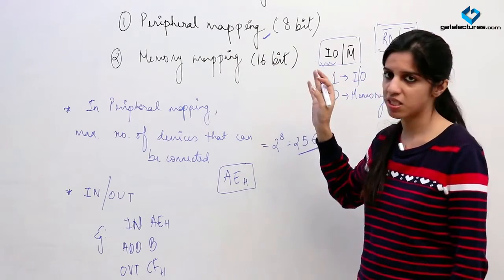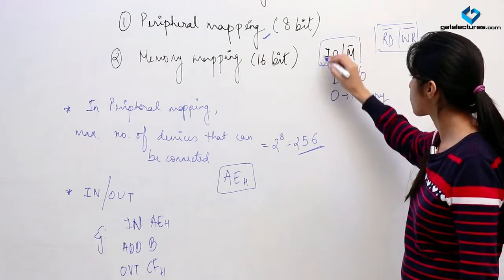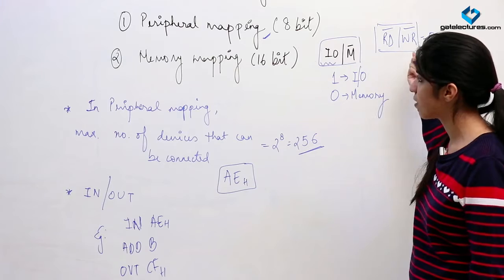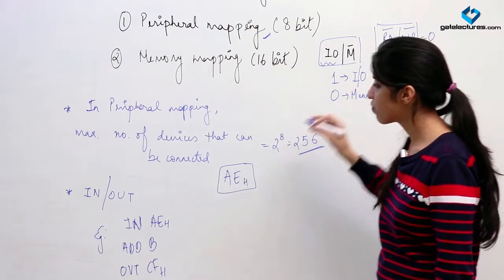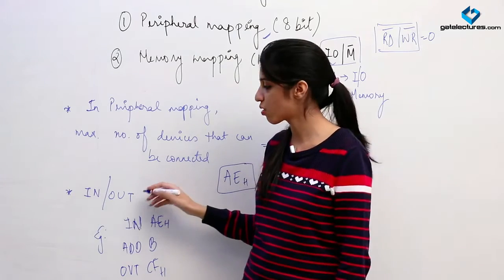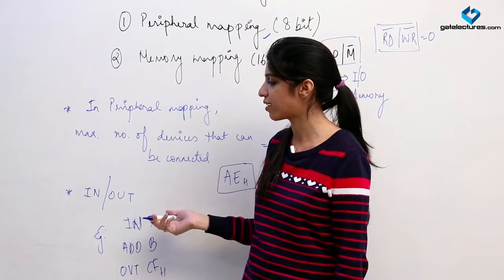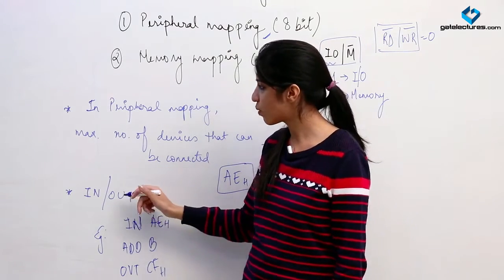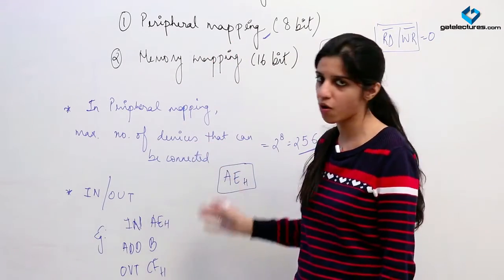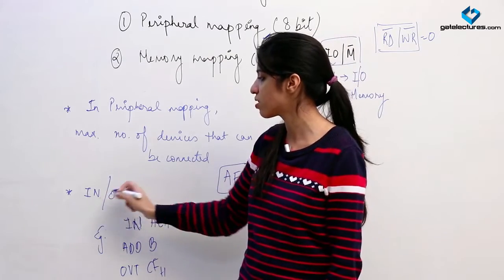If we are giving them 16-bit addresses, then I am going to make this pin 0. Then we are going to treat them as memory locations and read write from them. But in that case, we cannot use the IN and OUT instructions. These instructions are going to work only for 8-bit addresses. If you are connecting devices using peripheral mapping, and their devices have 8-bit long addresses, only then can we use the instructions IN and OUT.